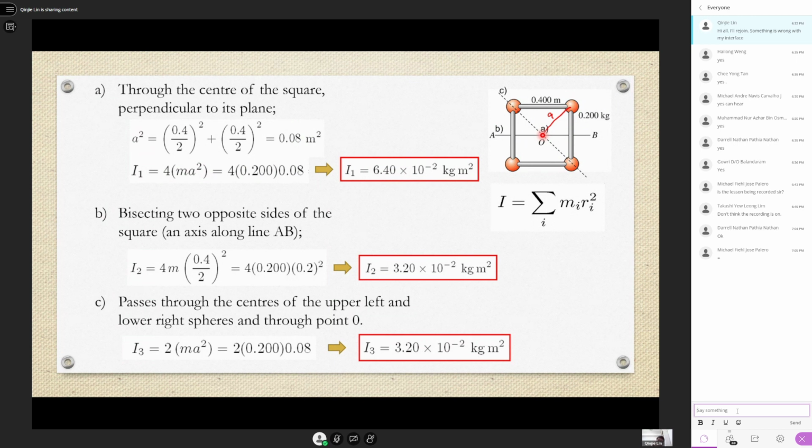Then for part B, same structure, but now we rotate about an axis bisecting two opposite sides of the square, axis along line AB. So instead of that one just now, the axis becomes this line AB here. If this is the axis, how will the structure rotate? It will be rotating in and out of the screen. I cannot draw it because this is a 2D plane, but you have to imagine this line is the axis. This thing will be rotating in and out of the screen, the other side also. So they will all be rotating in and out of the screen.